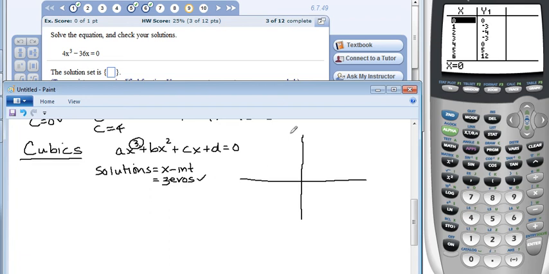And for the most part, cubics look something like this. It depends on the numbers, how flat and how hilly this is, but it's going to cross up to 3 times. They can cross twice, and they can cross once, but they have to cross at least once.